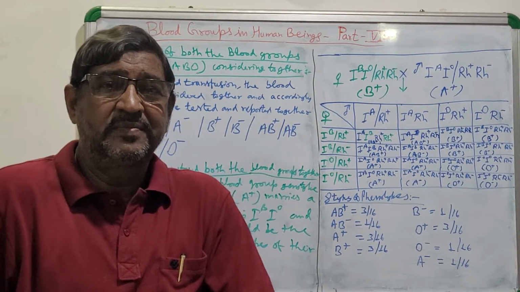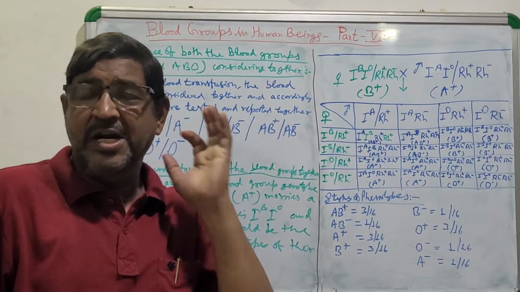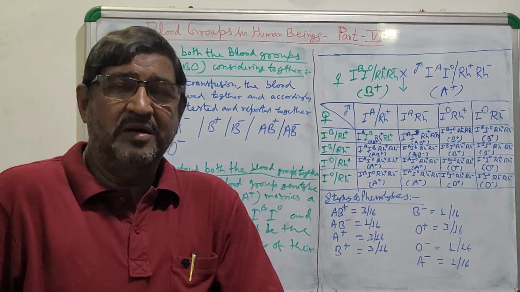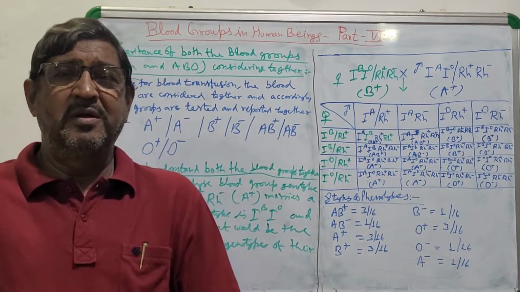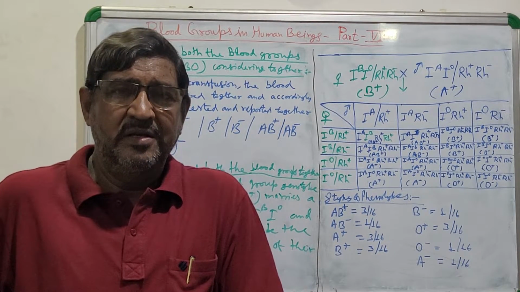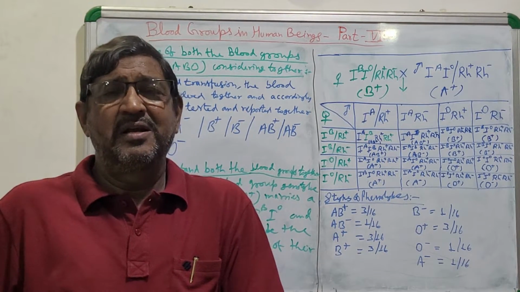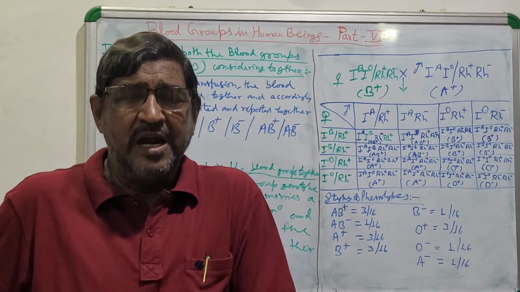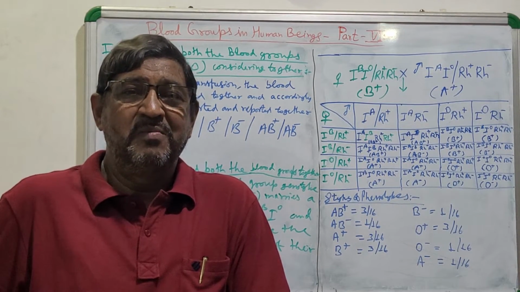So in these 6 lectures, I tried to clarify the basics of blood groups in human beings, what their genetics and inheritance pattern are, what the expectations are, and how, if problems come, we can handle these problems. So this is all about blood groups in human beings.